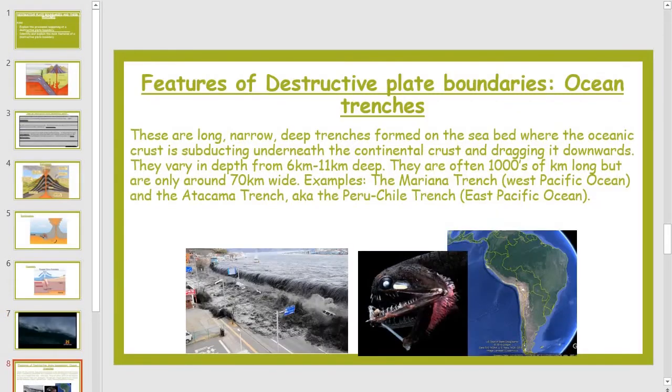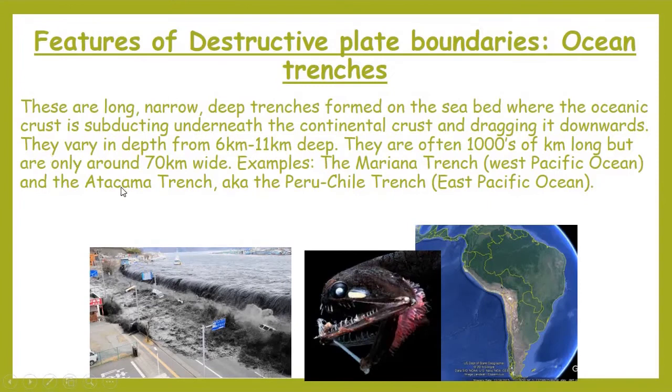All right, so if we go from an ocean trench first, these are really long. They tend to run along most of the boundary between the two plates. And they're quite narrow and they can be very, very deep. And they're formed where the oceanic crust is subducting underneath the continental crust, and it drags the edge of the continental crust down slightly. They can vary in depth between 6 to 11 kilometers deep, sometimes thousands of kilometers long, and often not very wide, like I said, about 70 kilometers wide. Some of the most famous examples are the Mariana Trench and the Atacama Trench.